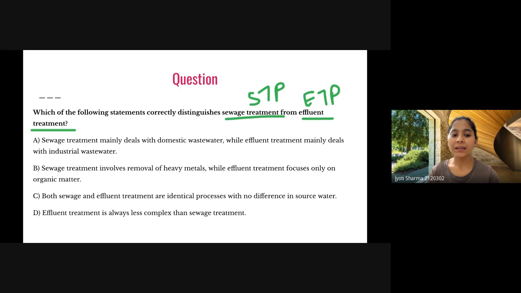A: Sewage treatment mainly deals with domestic wastewater, while effluent treatment mainly deals with industrial wastewater. B: Sewage treatment involves removal of heavy metals, while effluent treatment focuses only on organic matter. C: Both sewage and effluent treatment are identical processes with no difference in source water. D: Effluent treatment is always less complex than sewage treatment.